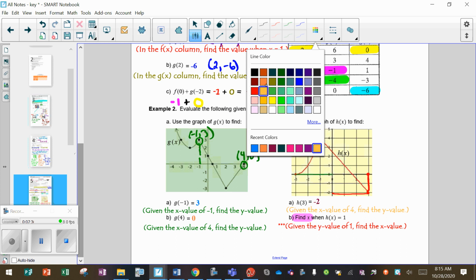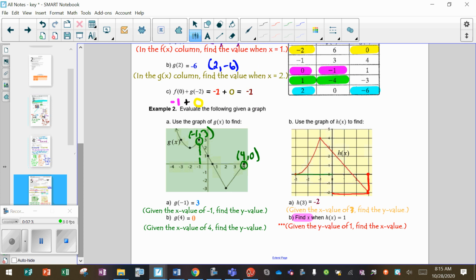Now the last one here, this is a little backwards. This one is asking you to find x this time. Find the x value that gives you a y value that's equal to 1. So find x when y is equal to 1. We can still use the graph. We're just going to go and find the y value of 1 and find an x value that goes with it.